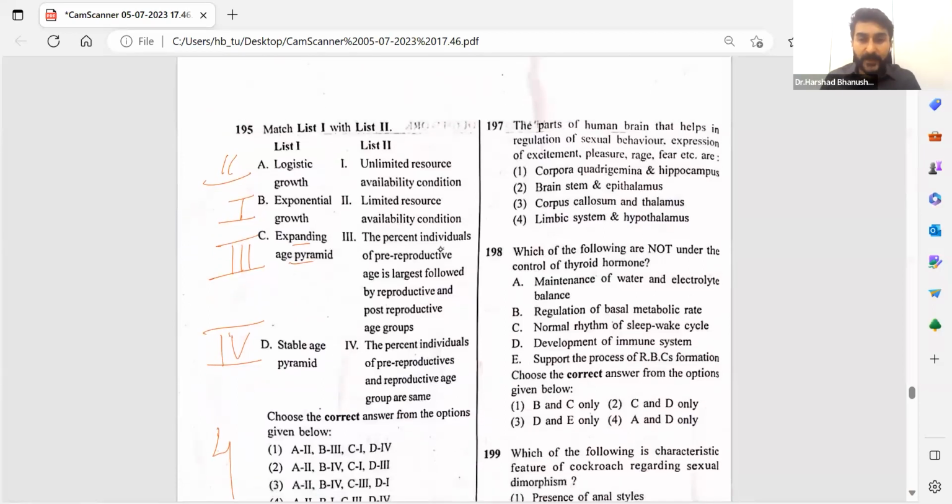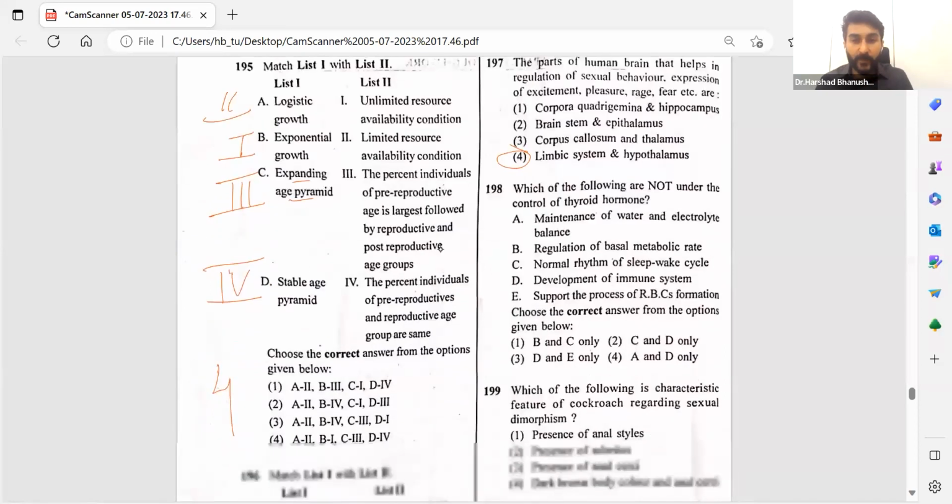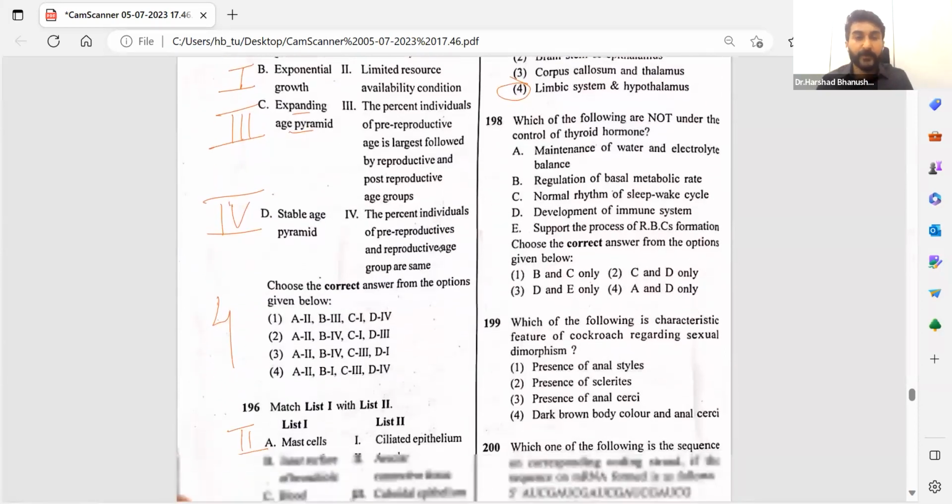The part of the human brain that helps in regulation of sexual behavior. We know the limbic system and parts of the hypothalamus help in control of rage. So a straightforward answer, option number 4.